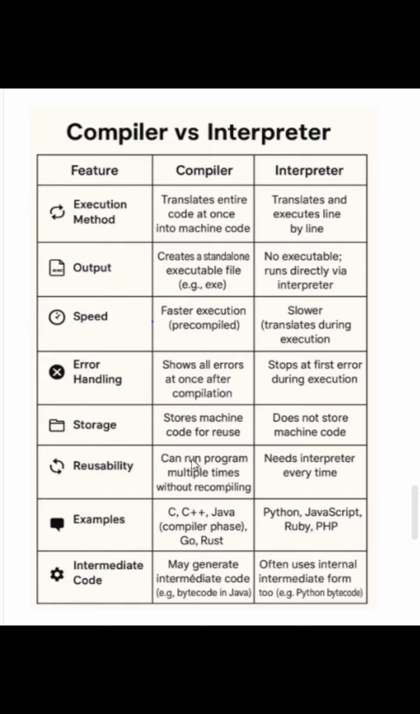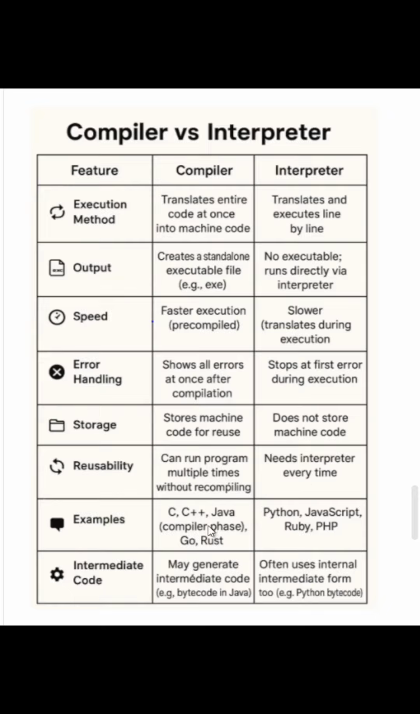That machine code can be used on other platforms or whenever it is required. That's where we can have reusability in the compiler. But in the interpreter, we don't have reusability. Every time when we run, we need to interpret and execute.